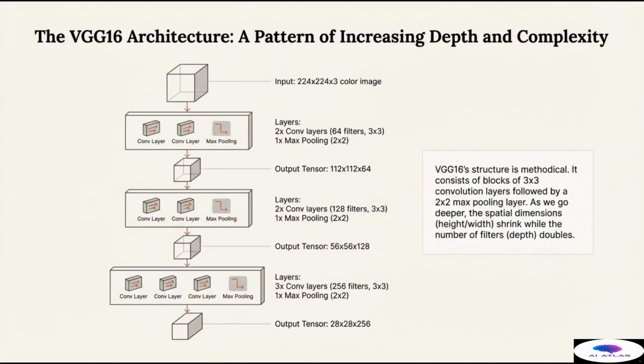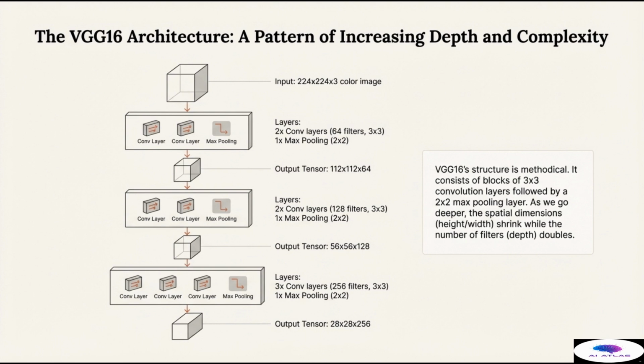The VGG16 architecture is defined by its elegant methodical structure, which relies on blocks of uniform layers repeated throughout the network. Unlike other networks that might use varying filter sizes, VGG16 uses only 3x3 convolution filters and 2x2 max pooling layers. This consistency makes it robust and easy to analyze. The design follows a crucial pattern. As we go deeper into the network, the spatial dimensions, the height and width of the feature maps, shrink, while the depth, the number of filters, doubles.